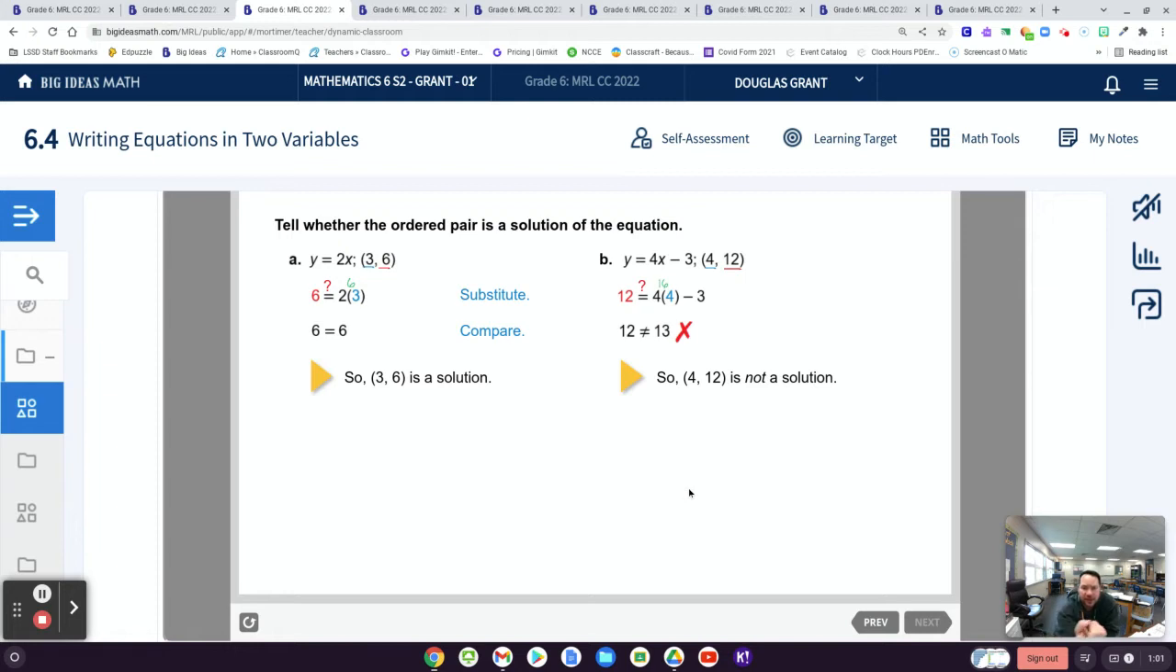Okay, look that over. These might be good examples to add to your notes. Then let's move on to the next part. You'll have some on big ideas where you're going to have to determine if they're solutions or not. You do that by plugging in the values and seeing if they work.